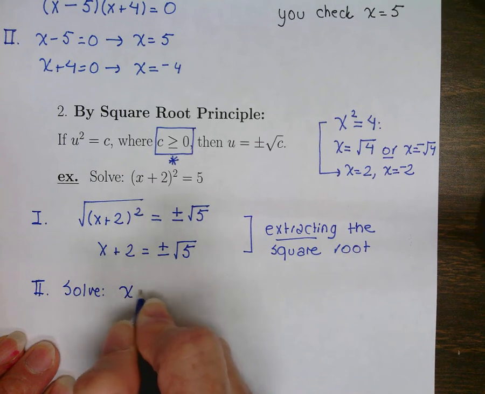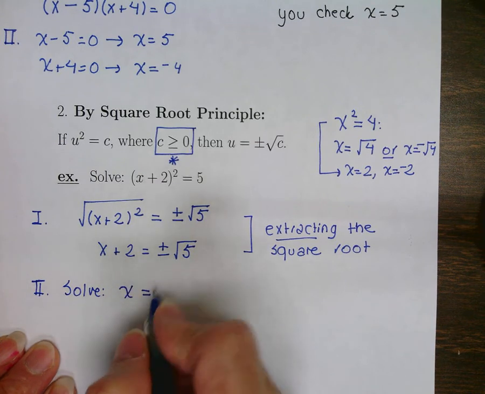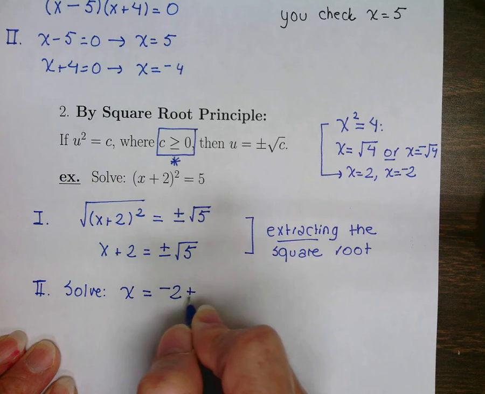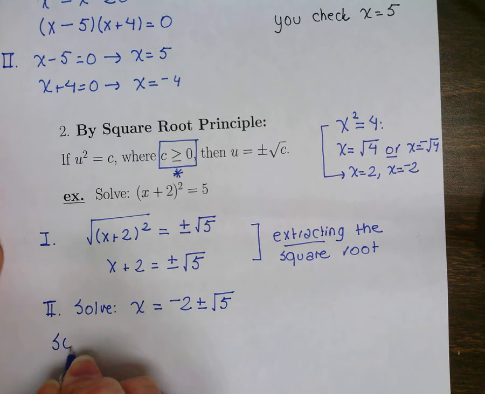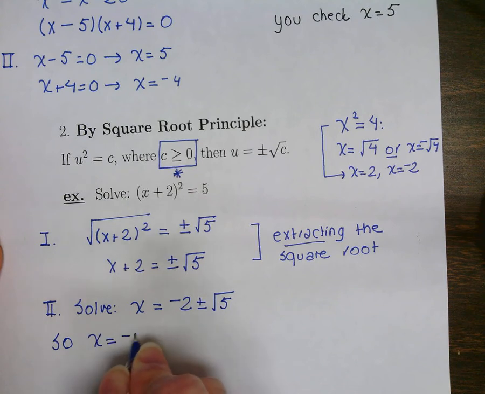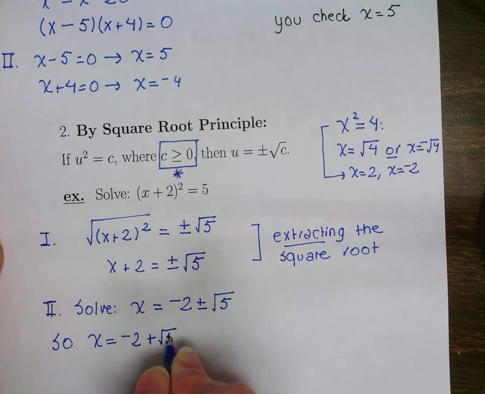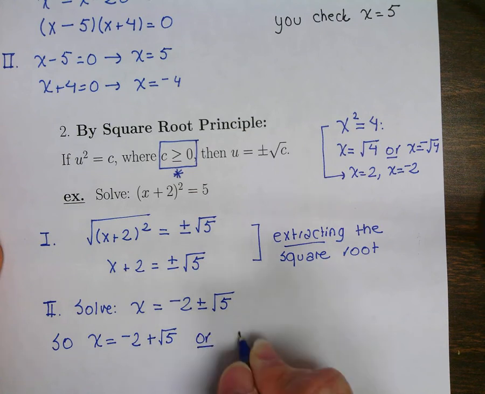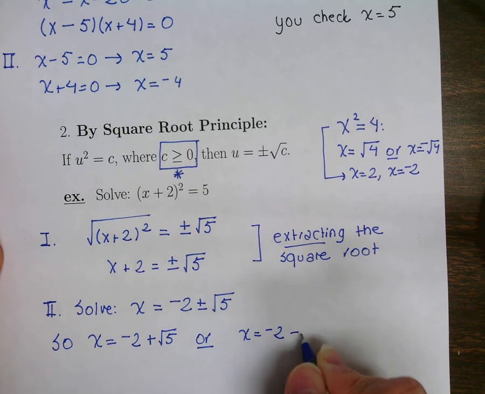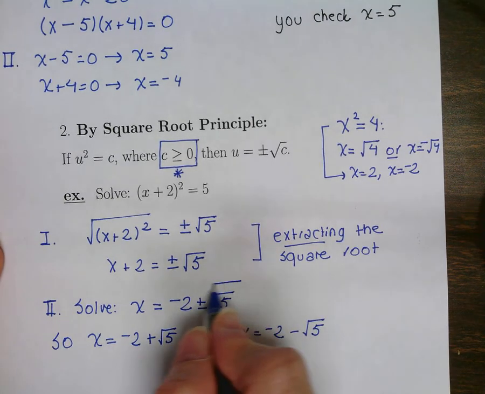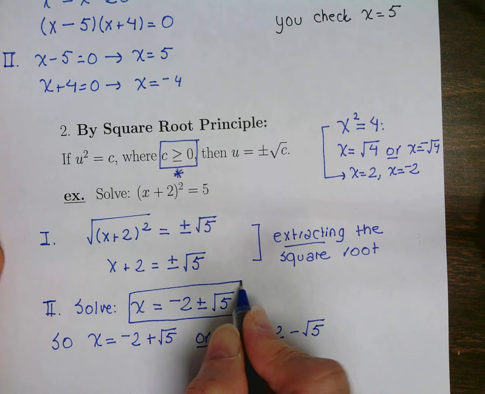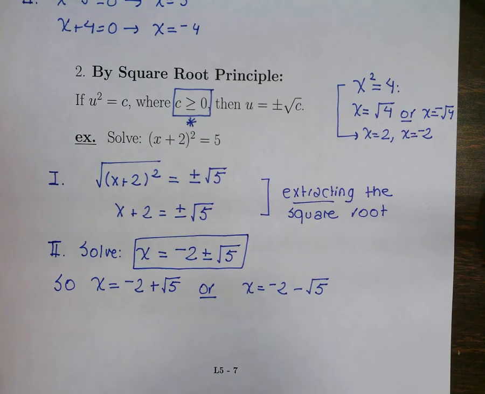Okay, now, what are the solutions? Notice if I bring it over to the other side, I get negative 2 plus or minus the square root of 5. What does that mean? x equals negative 2 plus the square root of 5, or x equals negative 2 minus the square root of 5. And there are two solutions. This is a perfectly valid way of writing this. In WebAssign, they may want both solutions written out separately. Just read the directions and they'll tell you exactly what to do.